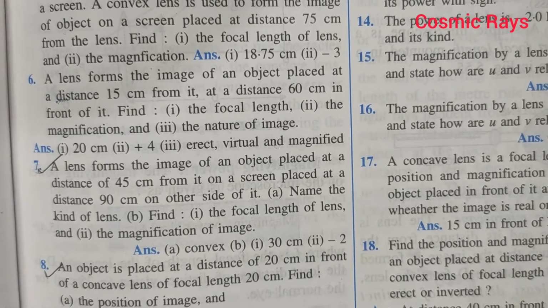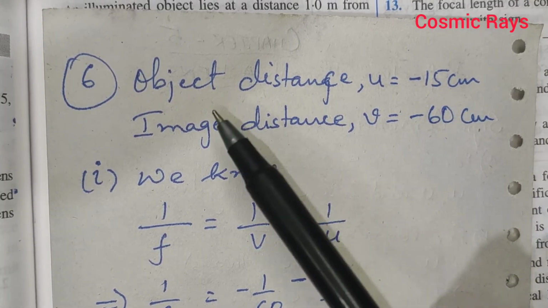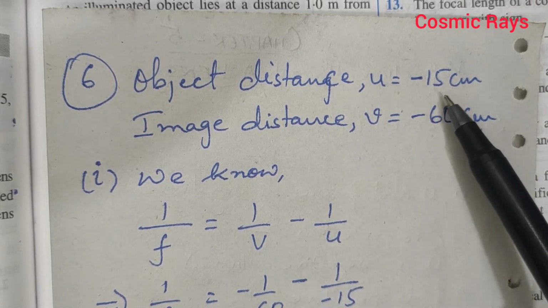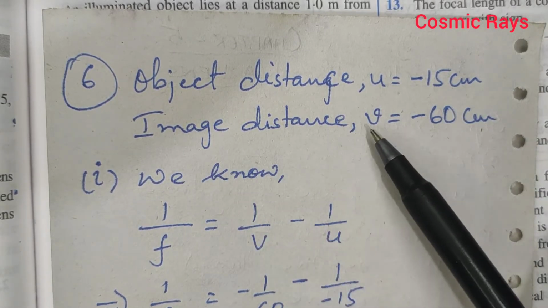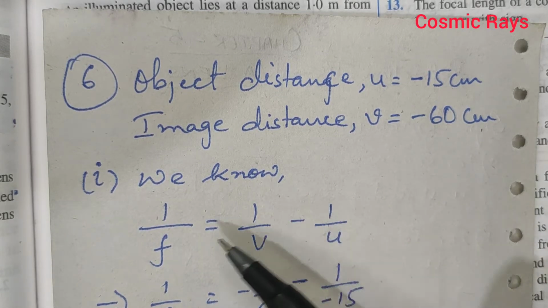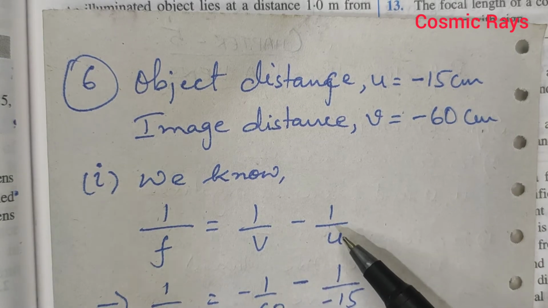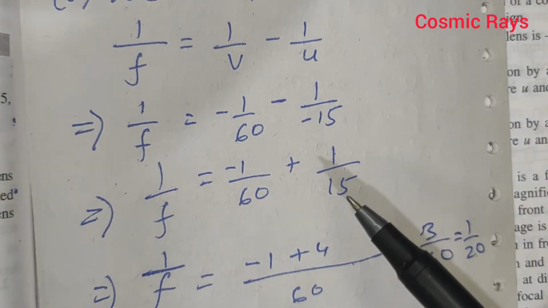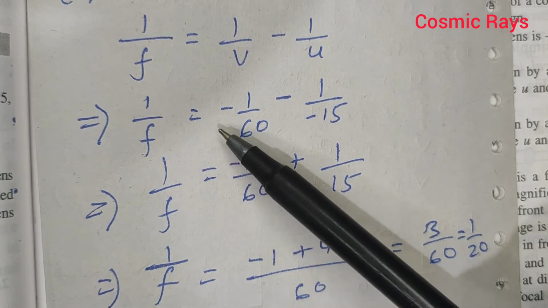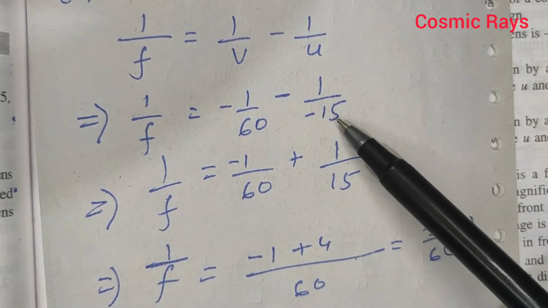So here we have written the given things, that is the object distance U is equal to minus 15 centimeter, image distance V is equal to minus 60 centimeter. We know the lens formula, that is 1 by F is equal to 1 by V minus 1 by U. So we just substitute the values, that is 1 by F is equal to 1 by minus 60 minus 1 by minus 15.